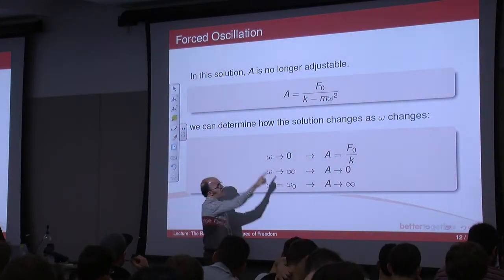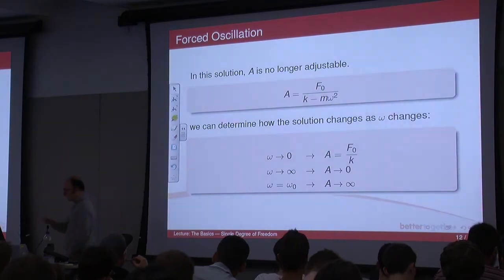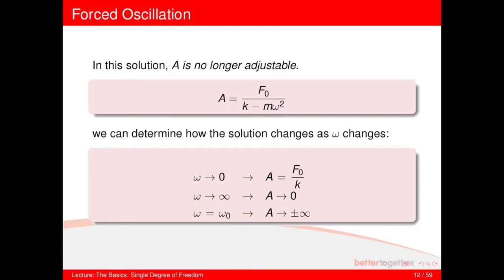As omega goes to infinity, you can see the bottom of this fraction is going to go to infinity. It doesn't matter how big K is, if omega goes to infinity, the bottom of that fraction is going to be ginormous, and anything over a ginormous number is going to be zero. So as omega goes up and up, the actual amplitude of the oscillation will just go down to zero.